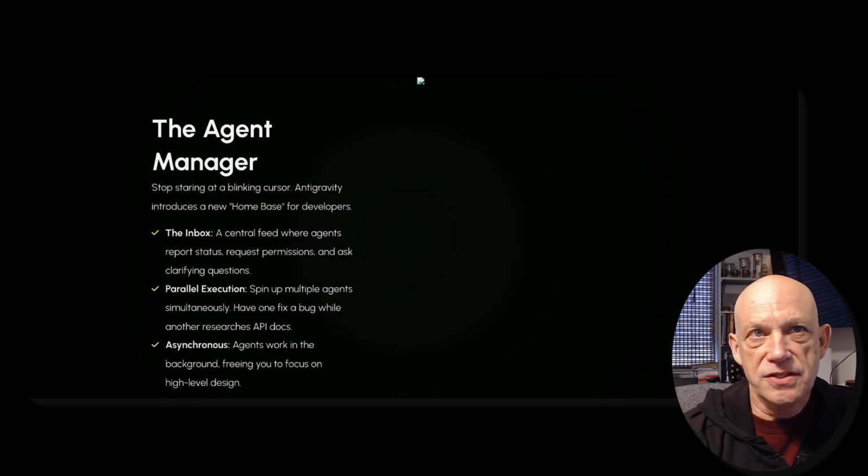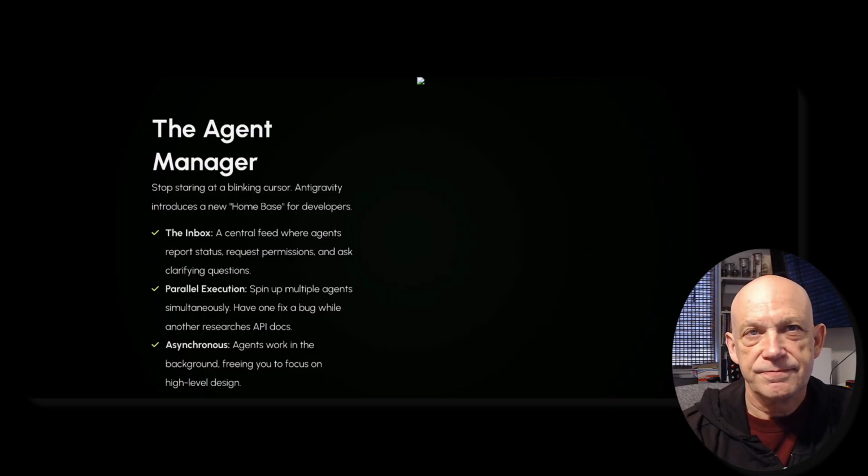One of the biggest changes is that you stop staring at a blinking cursor. Antigravity introduces a new home base for developers called the Agent Manager. Think of the inbox as a central feed where your agents report their status, request permissions, or ask clarifying questions. This allows for parallel execution. You can spin up multiple agents simultaneously, assign one to fix a tricky bug and another to research API documentation. Because they work asynchronously in the background, you are free to focus on high-level design without being blocked.